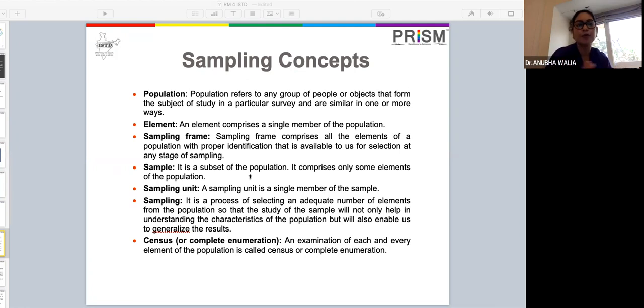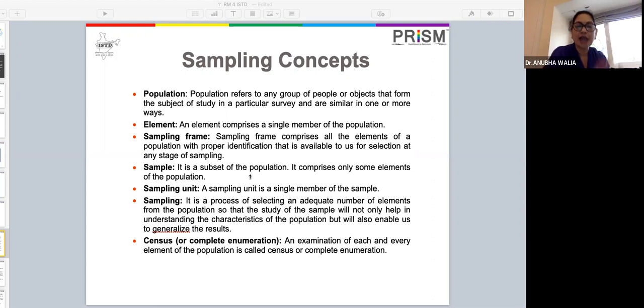To give you an example of a finite population, there is the population of a city, or the number of workers in a factory, or the number of people working in one particular organization. So that's a finite approach.